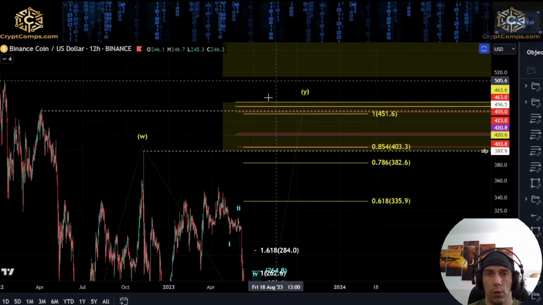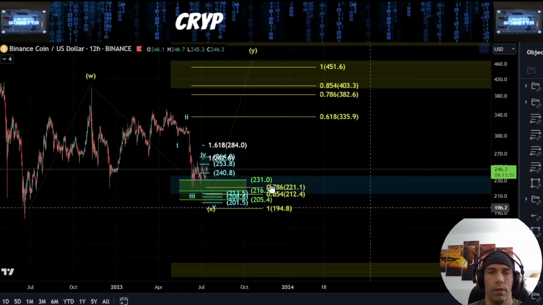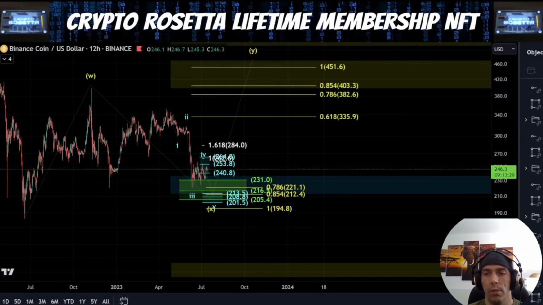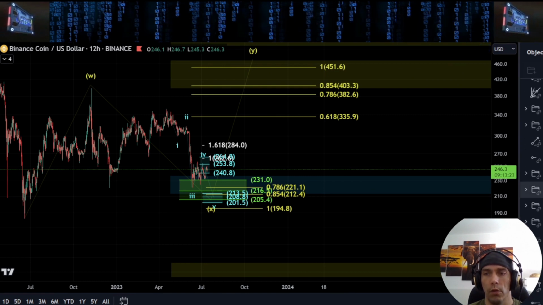If we do see price look to push to the upside, it would make a lot of sense to come back and sweep some of these levels. So that would be looking at this as a W, X, and a Y to the upside here, where we could be looking for one more move to the downside here, and then that continuation to the upside.